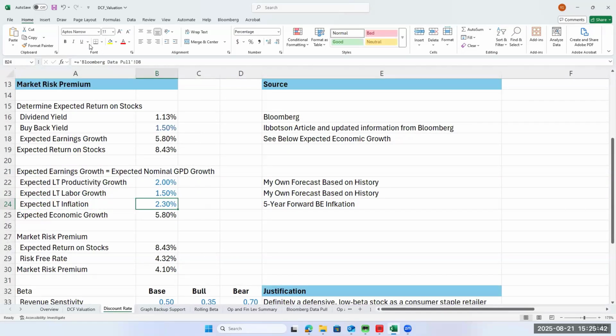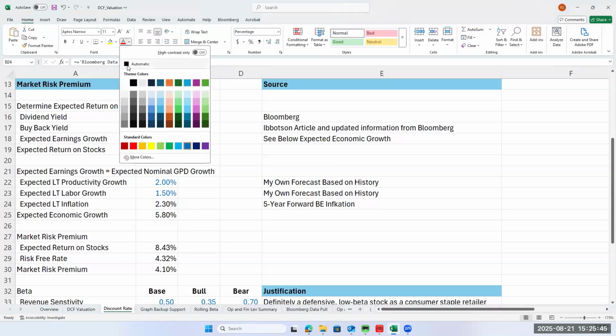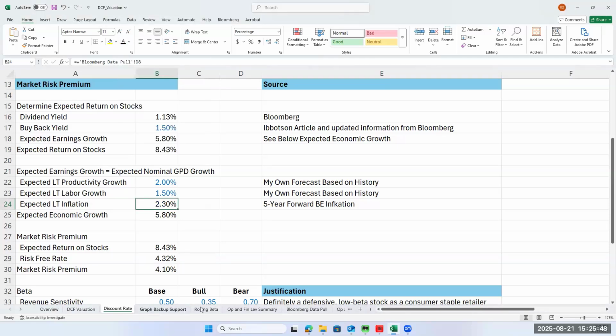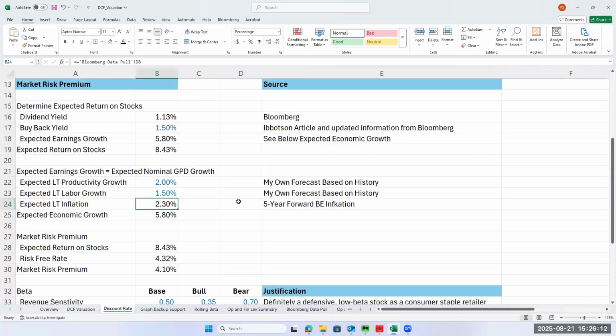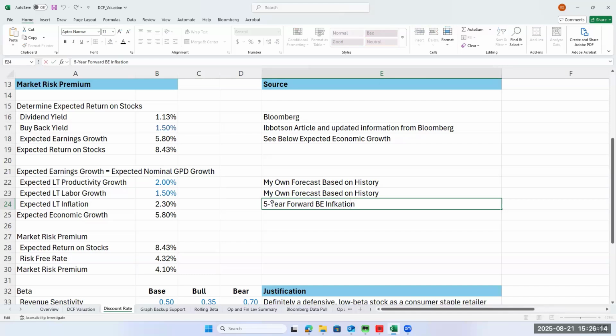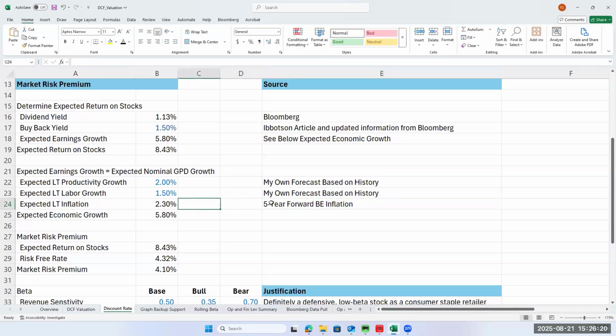So for inflation, I actually had that in blue, but I could put it in black because for inflation, when I go over to the Bloomberg data pool, I'm actually using the inflation from the forward curve. If you want to learn how to do this, I have a separate video that shows you how to bootstrap the yield curve to get the expected inflation that is in the bond market. But right now, the bond market is expecting inflation of 2.3% over the long run. So I'm using that 2.3%. That's called break even, 5-year forward break even inflation.